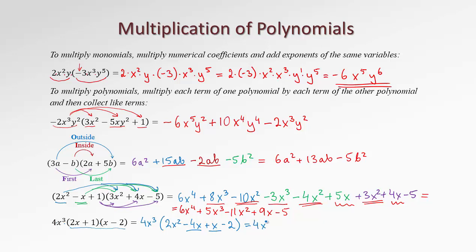Okay, let's copy as it was, 4x cubed, and then we have 2x squared, negative 4x plus x is negative 3x, minus 2, and now we're ready to distribute the 4x cubed to the bracket, so multiply all this stuff through. Okay, 4x cubed times 2x cubed is 8x to the 5. Then 4x cubed times negative 3x, the sign is negative, number is 12, and the letter is x to the 4. And the last term, again, sign is negative, 2 times 4 is 8, and the letter is x cubed. And that will be our final answer.